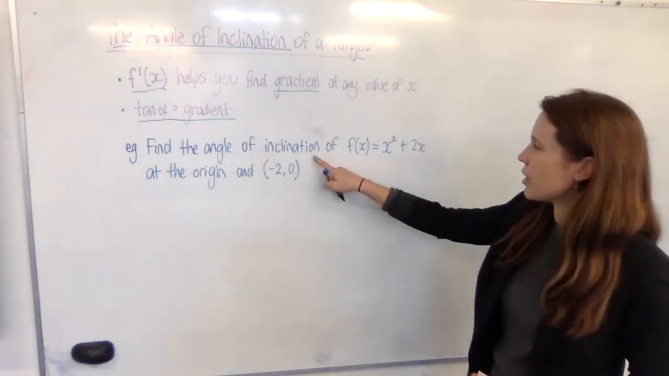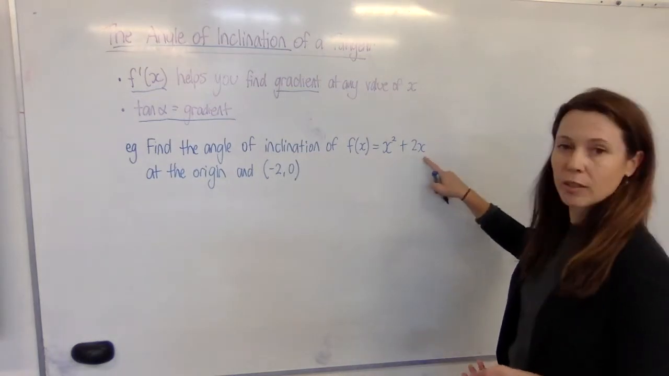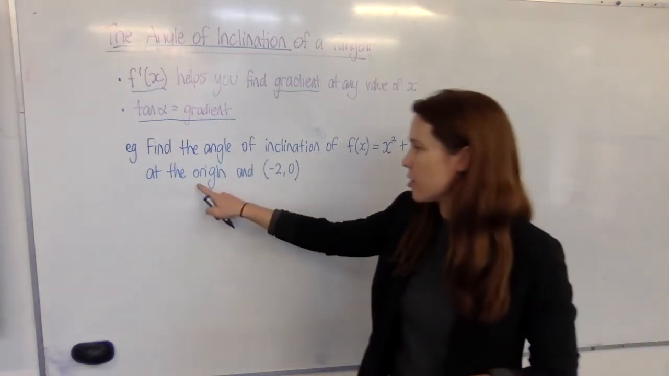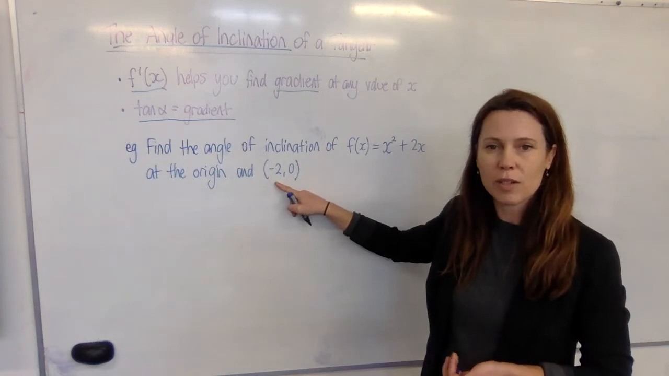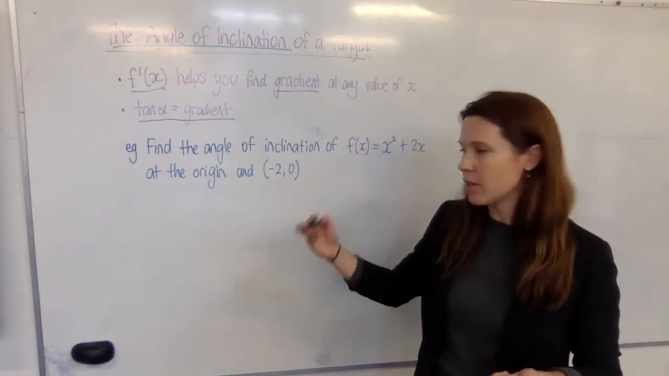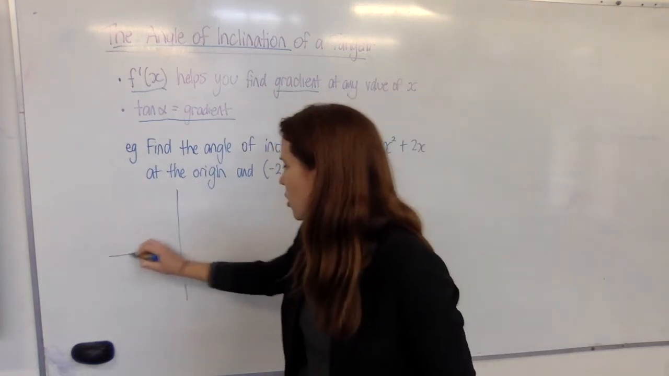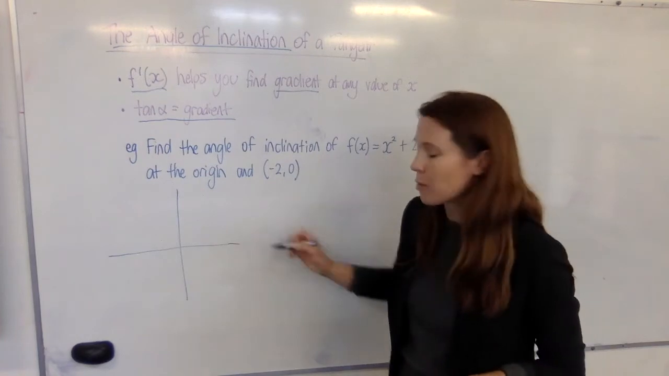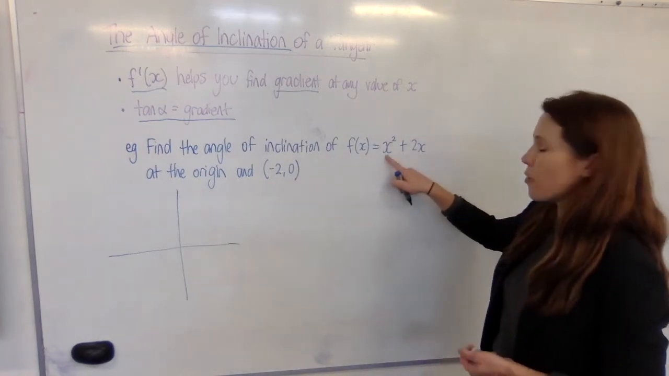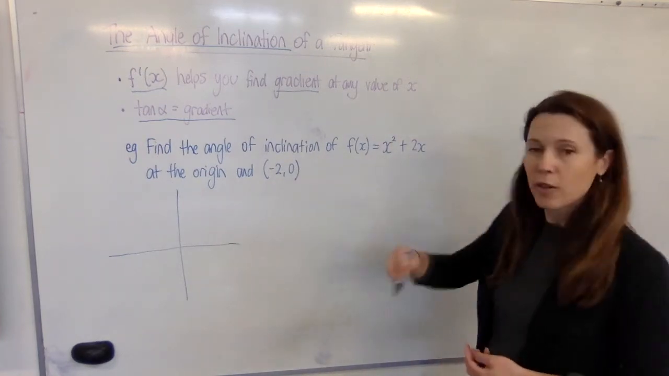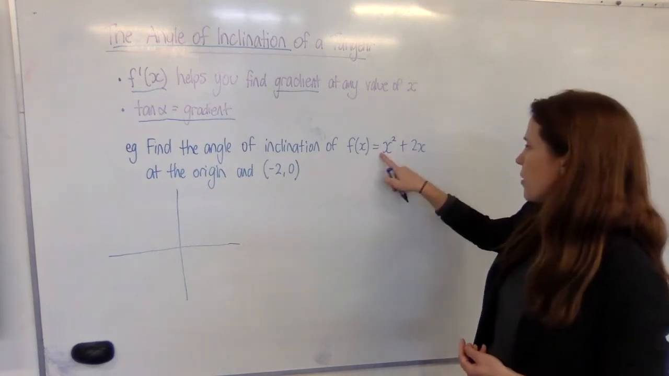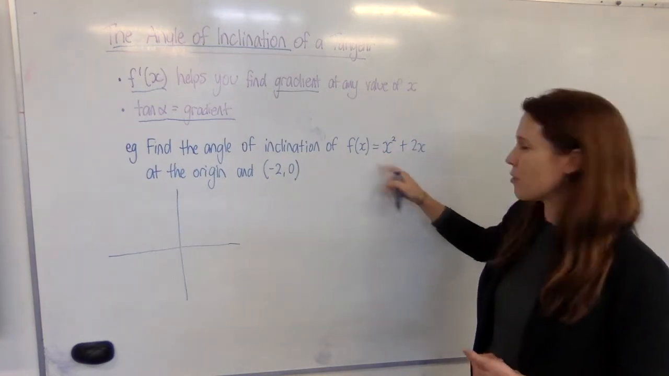Let's find the angle of inclination of this function, it's a parabola, at the origin and at the point minus 2, 0. Now, for some of you, it's going to be really helpful to graph this first, just a quick mud map graph. It doesn't have to be perfect. You know this is a parabola because it's got x squared, and you know that it's upright because the coefficient of x squared is positive.